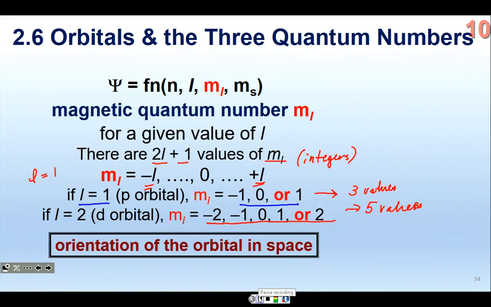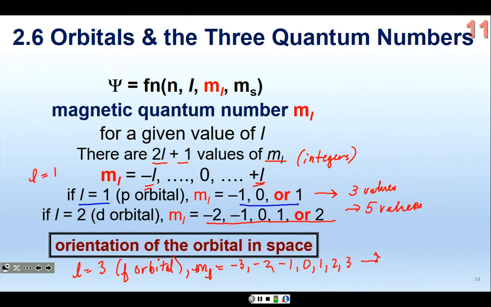If we wanted to take this one further, for L equals 3, that would be f orbitals. We won't focus on those, but let's just continue the pattern for now. Then the values of m sub L would be from minus 3 to positive 3 and all the numbers in between. So what do you get? Minus 3, minus 2, minus 1, 0, 1, 2, 3. That's a set of how many possible values? It looks like 7 values.